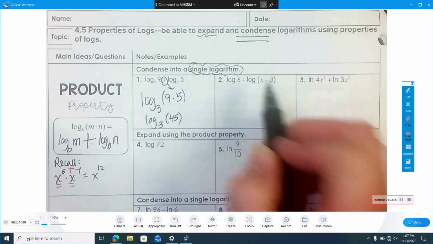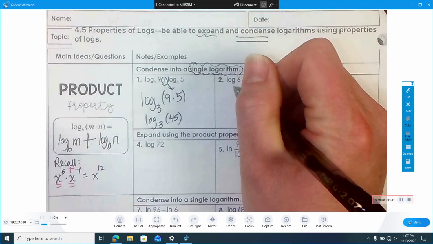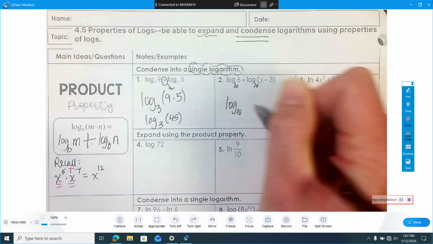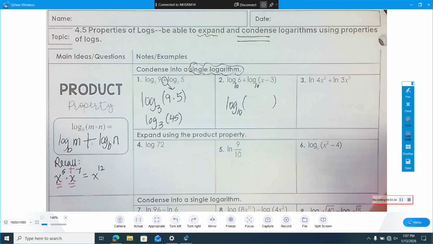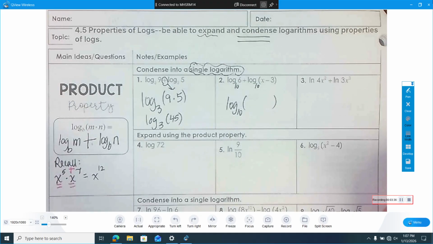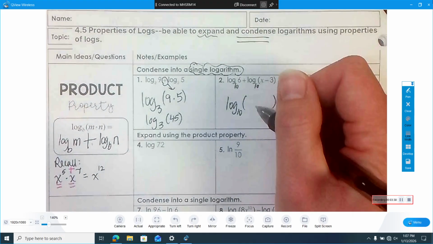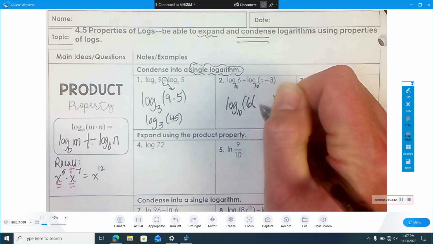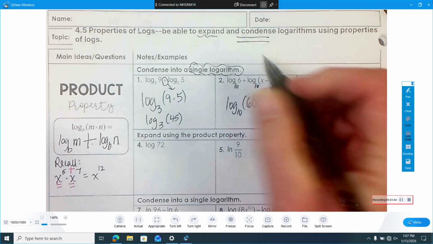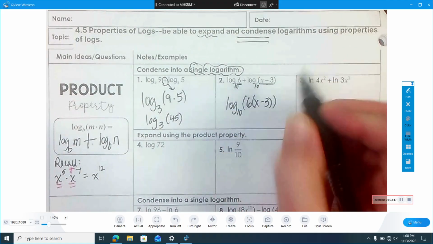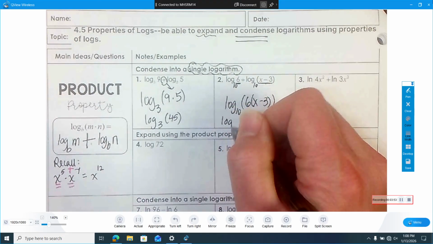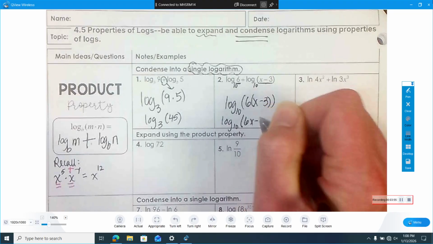Again, what's the base on these logs, on number 2? 10, very good, log base 10. So we're going to condense it to a single log base 10 of, what do we get to do when we have the sum of logs? Good. We get to multiply those arguments together. So we're multiplying 6 times the x minus 3 argument, which we could distribute if we wanted to. Log base 10 of 6x minus 18.